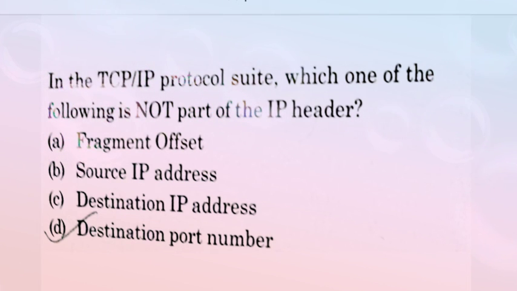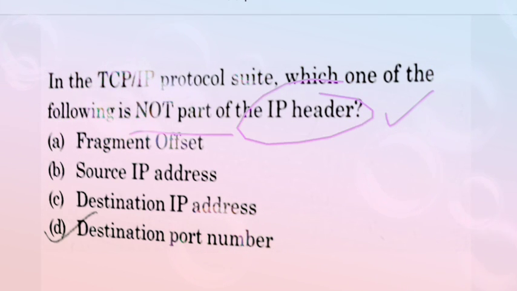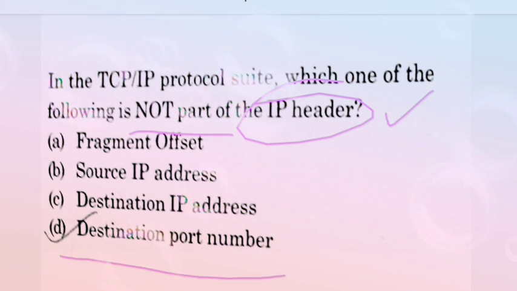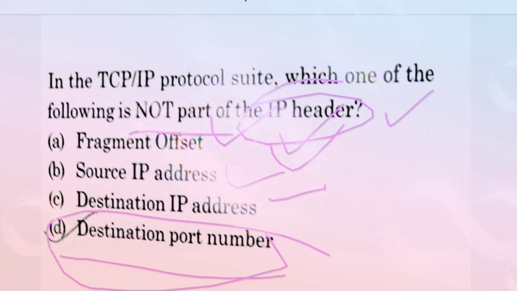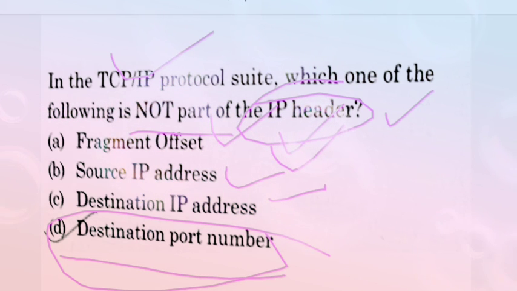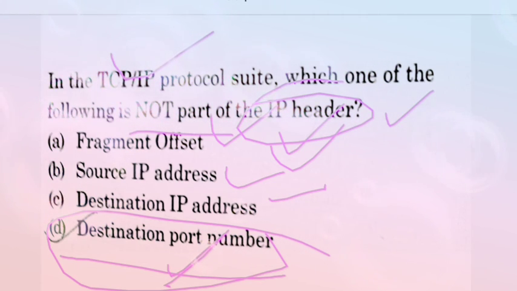In the TCP/IP protocol suite, which one of the following is not a part of the IP header? So here, the destination port address is not part of the IP header. Destination IP address is included, source IP address is included, and fragmentation offset is also included, but the destination port address is not. TCP/IP addresses work on the logical network, so we do not need the physical working. So option D is incorrect.